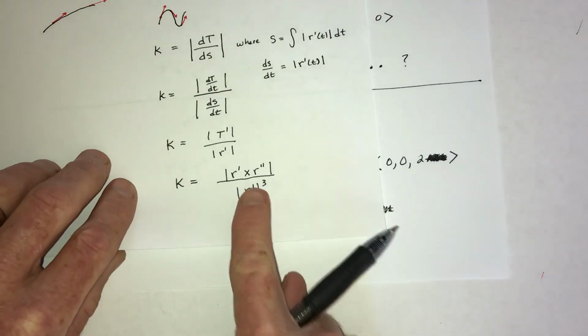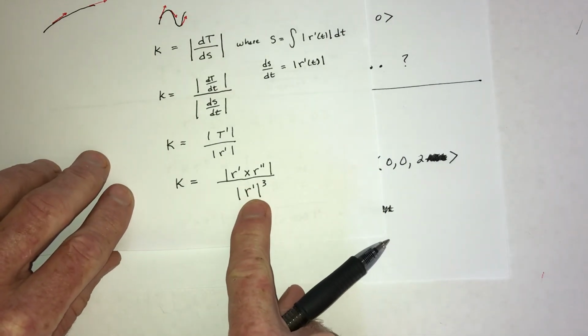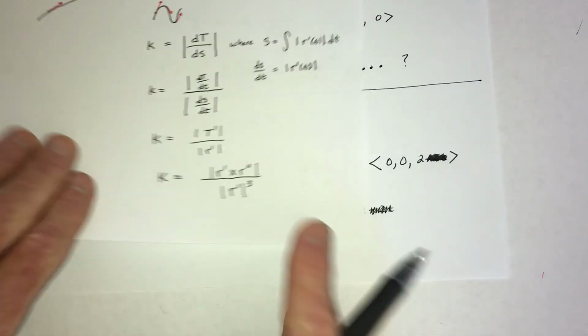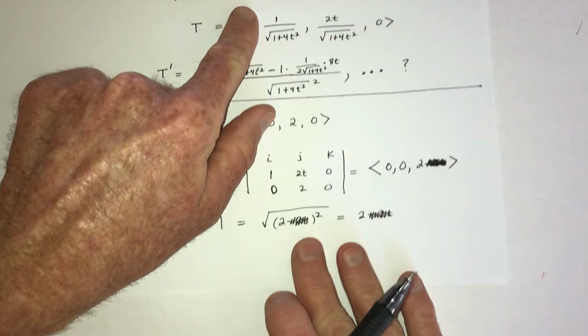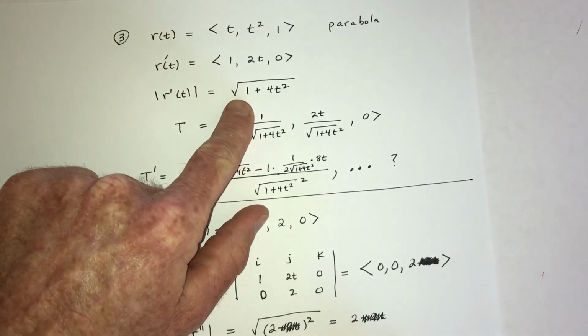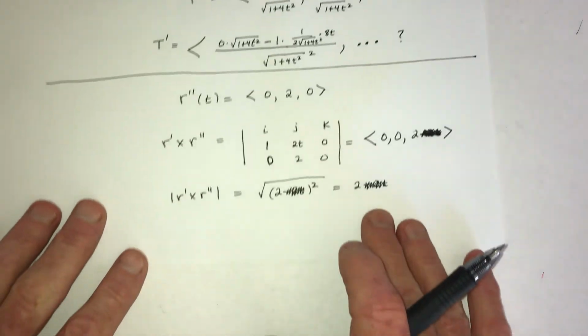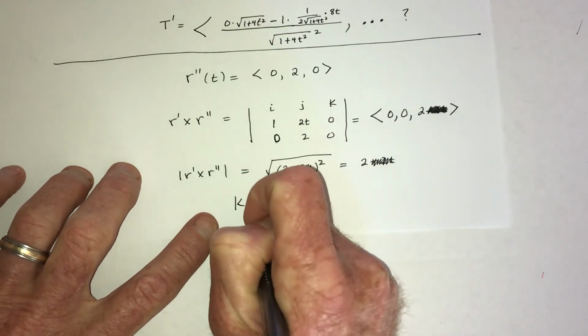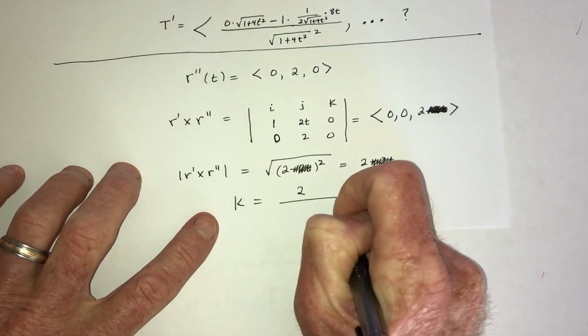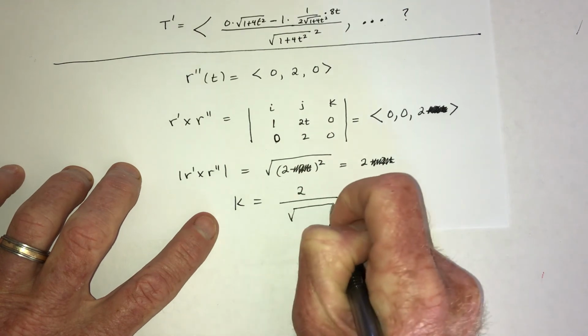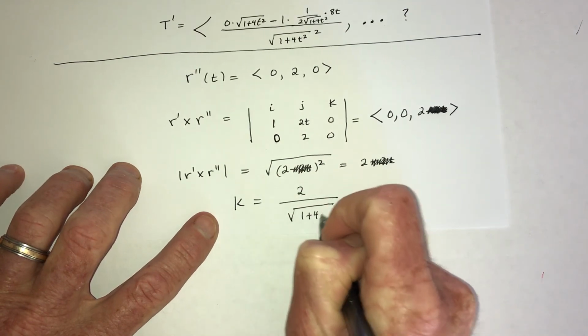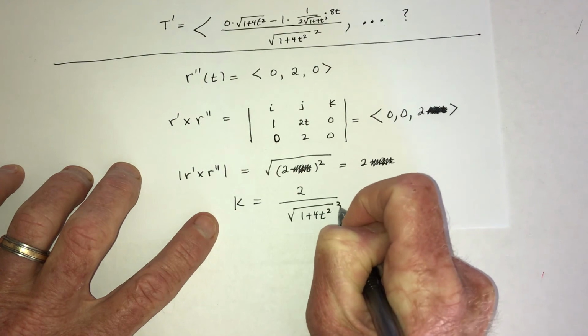Okay, so we've done the numerator. Now take the length of r prime and cube that. So that's right here, the length of r prime. We just need to cube that. So the curvature is going to equal 2 divided by the length of r prime, and then that part gets cubed.